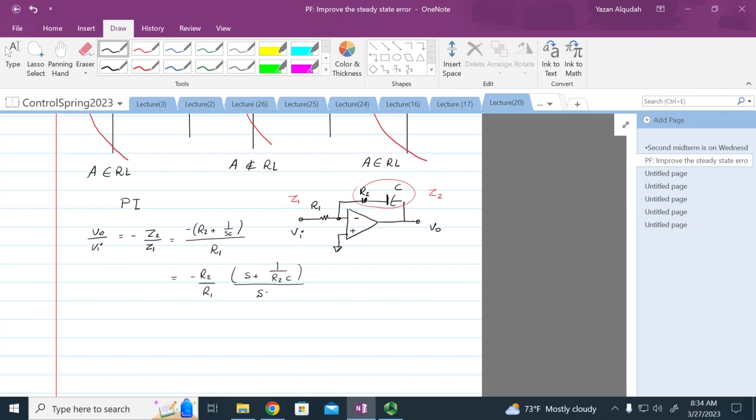What is this transfer function going to give me? It's going to give me a pole at the origin, and it's going to give me a 0 that we can choose to be very close to the origin. So here is a 0, and here is a pole. Okay, is that clear, everybody? Any questions?